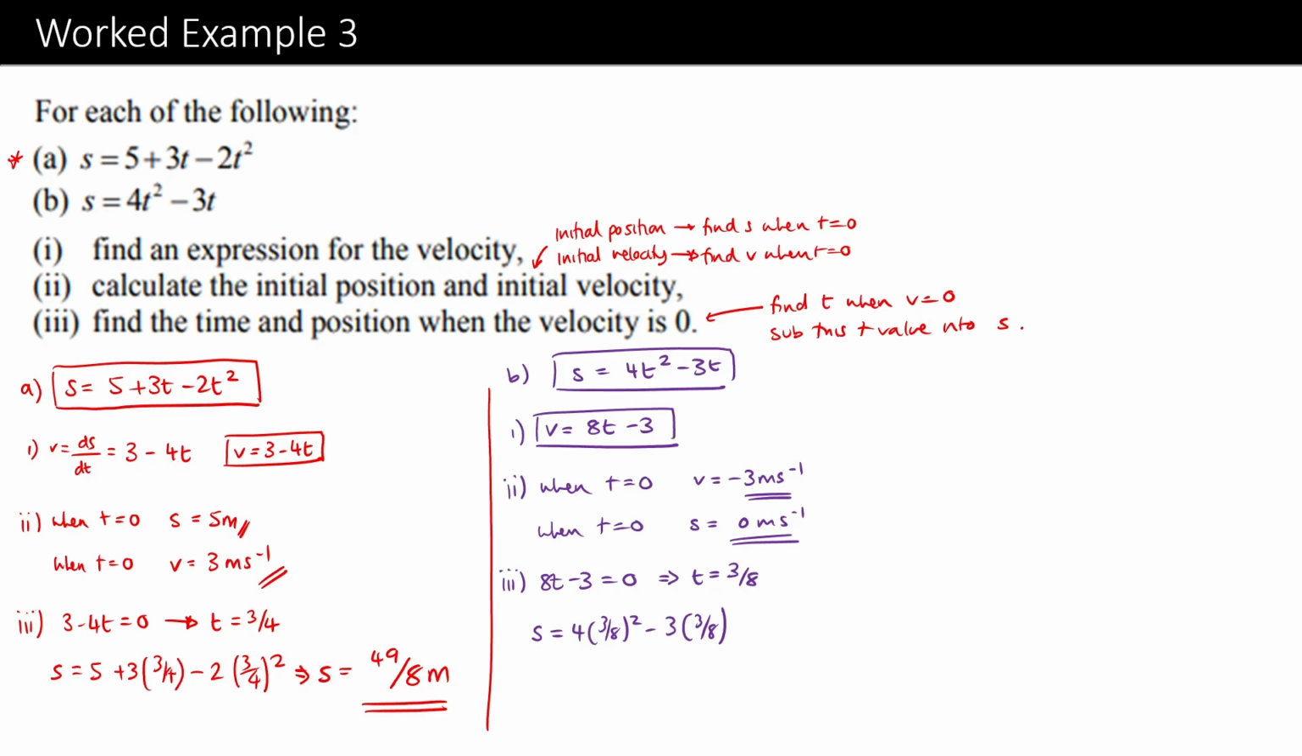In which I should get an S value of -9 over 16 meters, which as a decimal is minus 0.5625 meters. And there we go.